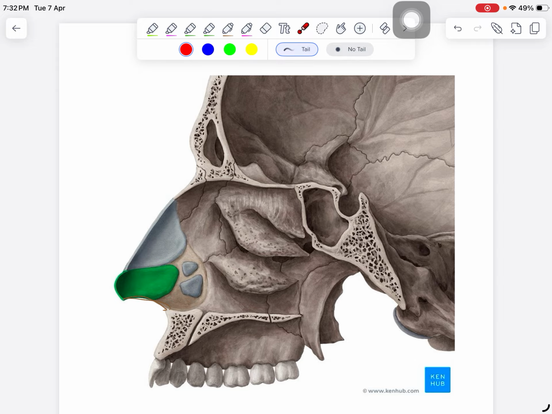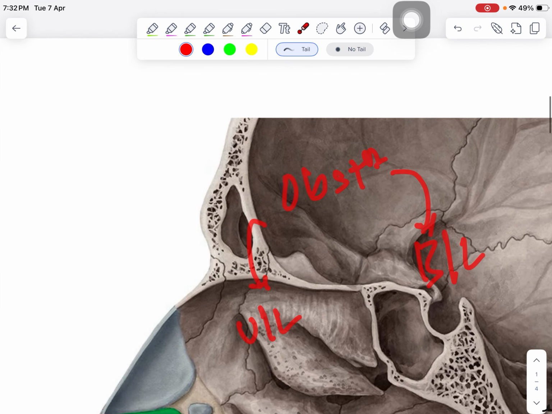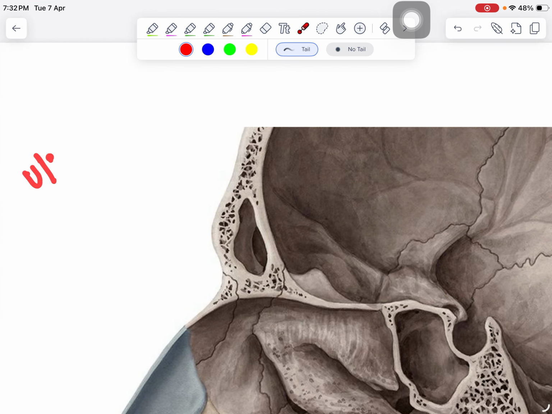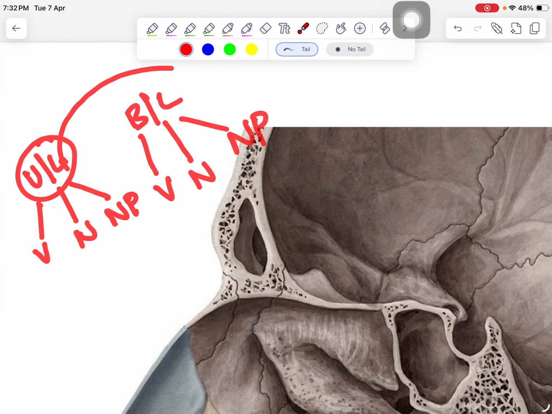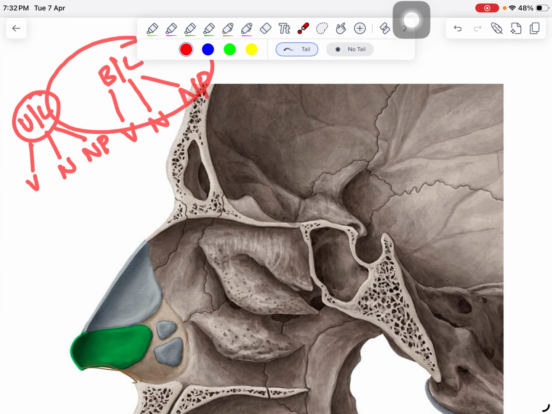Based on this, we have unilateral obstruction and bilateral obstruction. Let me write here: we have unilateral obstruction, we have bilateral obstruction. In unilateral obstruction we have vestibular obstruction, and then the nasal cavity and nasopharynx, as well as in bilateral we have vestibular again, nasal cavity and nasopharynx. So this is the whole picture of our lecture here.